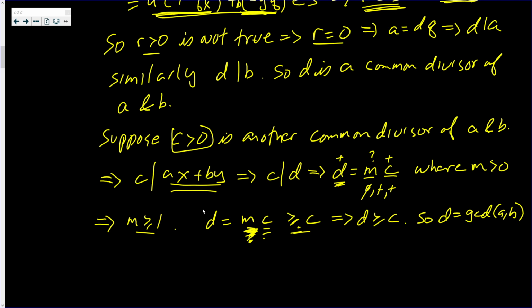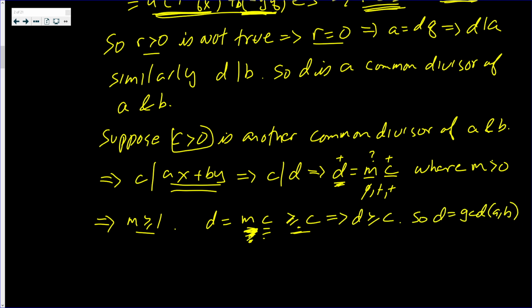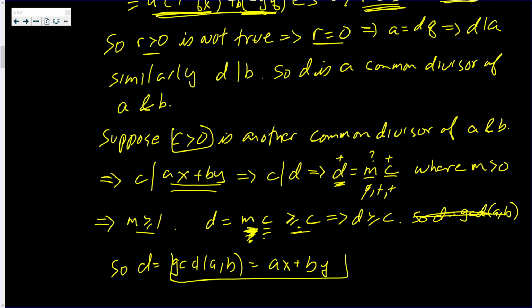Let me just write that here, please. Not going to let me just copy this, huh? Okay, so I'm just going to move this down here. So D is equal to the GCD of A and B, but D is AX plus BY. So yeah, the GCD of A and B is a linear combination of A and B. And I proved just what I wanted to prove.